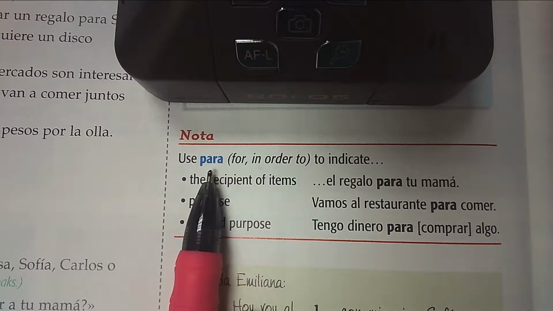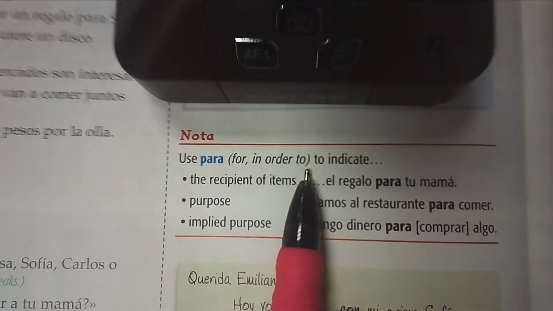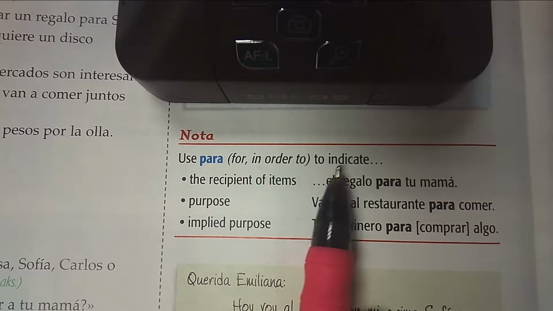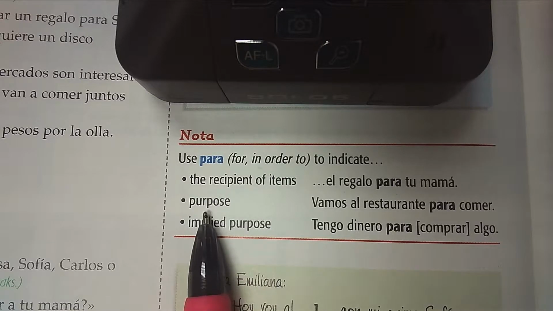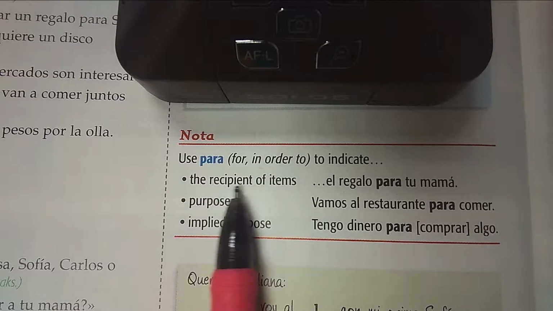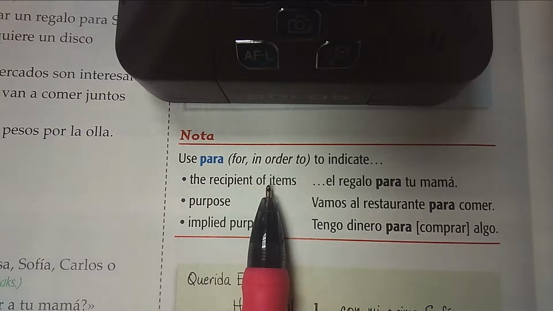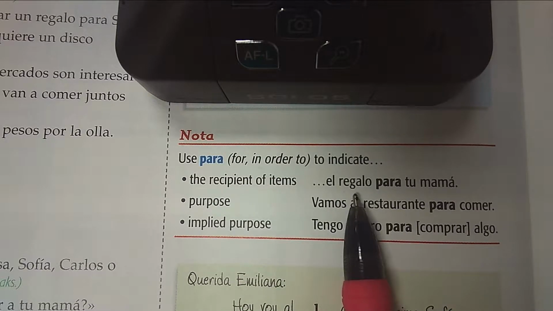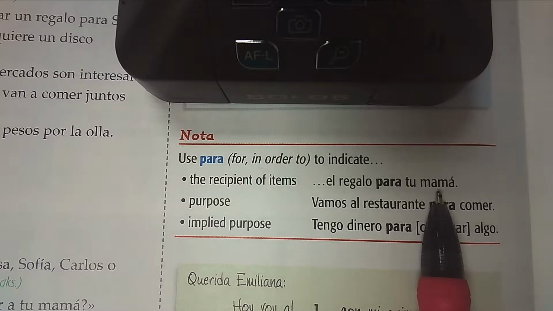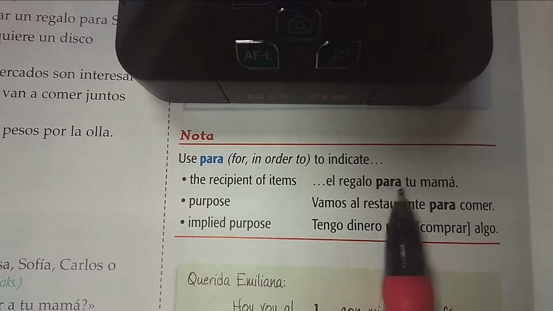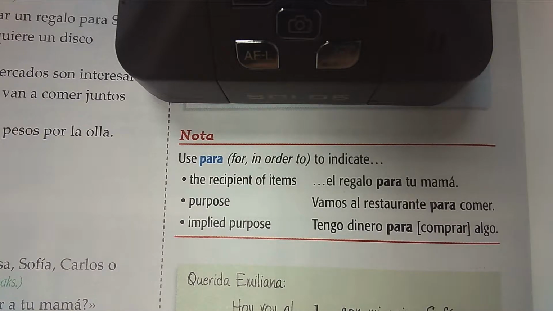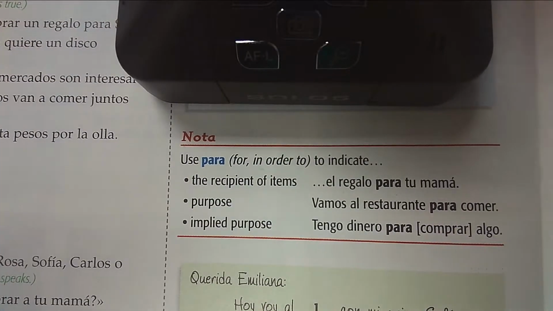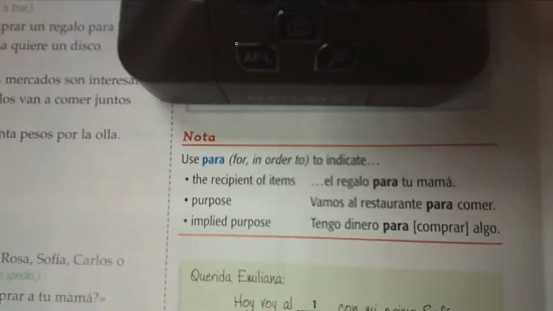Use para, which means for or in order to, depending on my context, to indicate these 3 things. So you can use para to indicate the recipient of items, who receives a gift. Por ejemplo, el regalo para tu mamá, the gift for your mom. And sorry, this makes a shadow there. Hopefully you guys can see that pretty well.